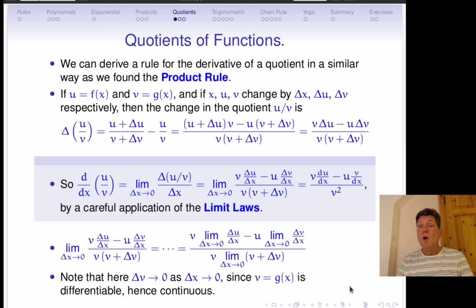Next time we look at derivatives of trigonometric functions, the sine, the cosine, and the tan function.